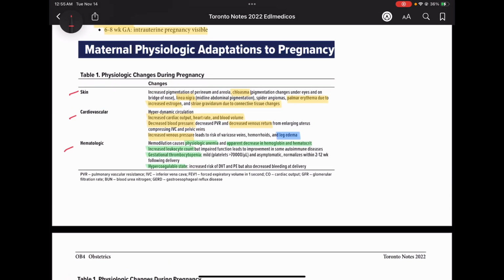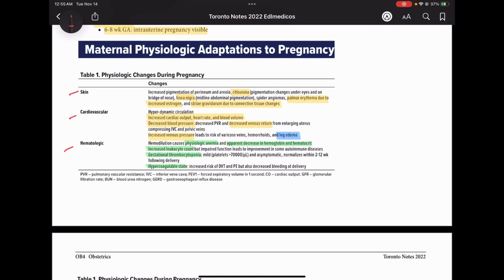Starting with the skin, increased pigmentation of perineum, areola. Then we also have chloasma, which is pigmentation under the eyes and the bridge of the nose. Then we have linea nigra, which is a midline abdominal pigmentation. Spider angiomas, palmar erythema due to increased estrogen. This is because of the hormonal changes. And then we have striae gravidarum, which is due to the connective tissue changes. So these are the skin changes.